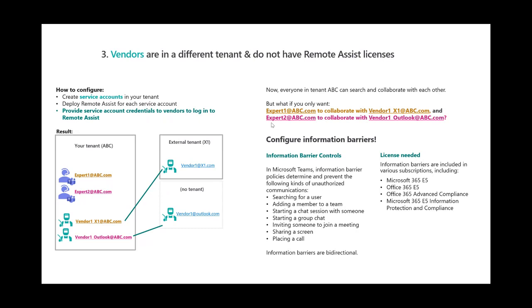And information barriers are bidirectional, which means that if you want users in segment A to talk to and collaborate with users in segment B, that means users in segment B can also search and collaborate with segment A. It's always bidirectional. So if you want to set up information barriers, they are included in various subscriptions, including some of the ones that I've listed here.